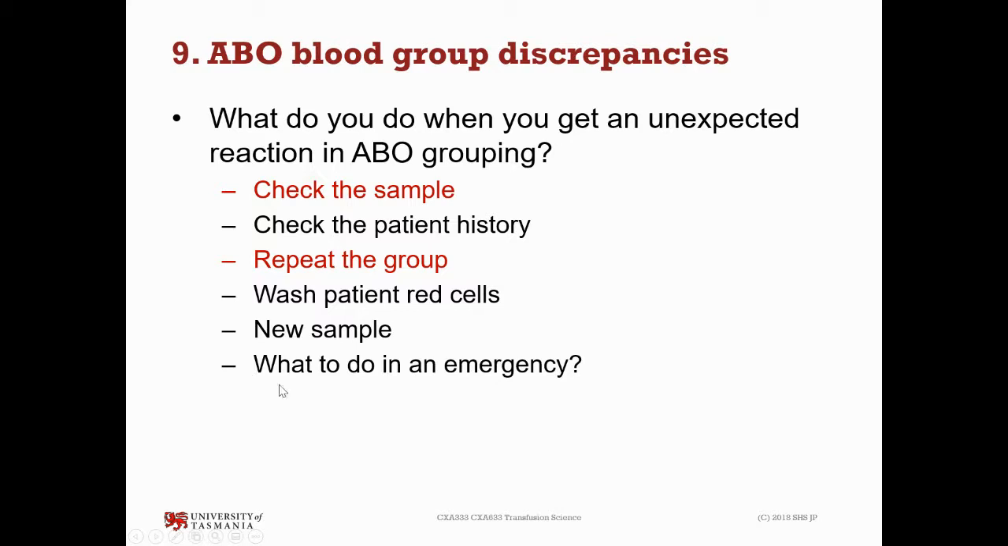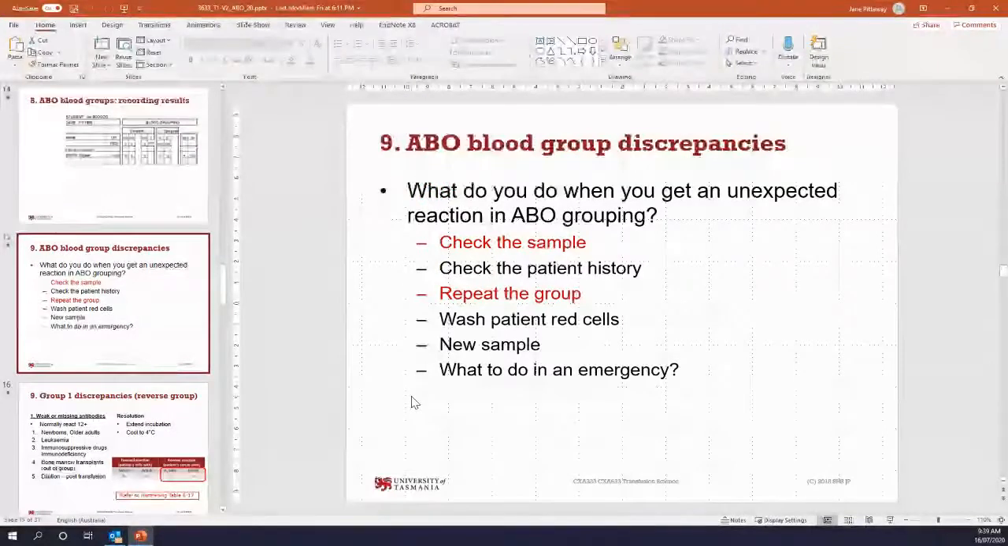What do you think we do in an emergency if we get an unexpected reaction to an ABO blood grouping? Can anybody think what you'd do? We stop the transfusion. So what if a transfusion hasn't been started yet, and they're saying, we need blood, this person's bleeding out? Has anybody heard of the term universal donor? Give them group O. Beautiful. Yes, that's what we do.